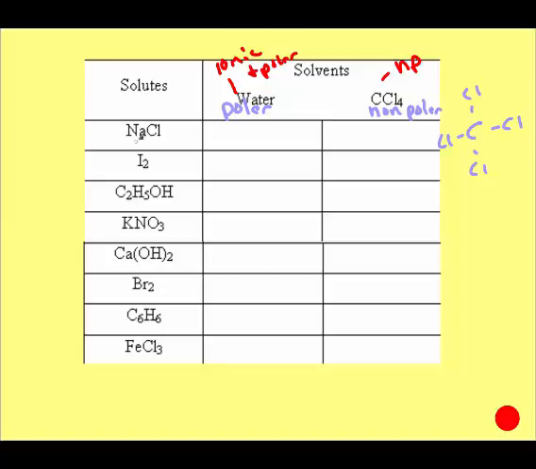So NaCl starts with a metal, so that's ionic. Since it's ionic, it should dissolve in water. I2 shares its electrons equally. It's nonpolar, so it should dissolve better in a nonpolar solvent. Go ahead and pause the video and try these 6 on your own. Restart when you have finished those.